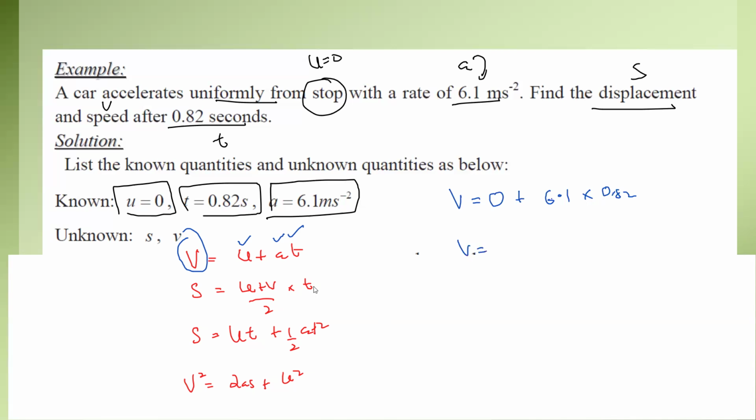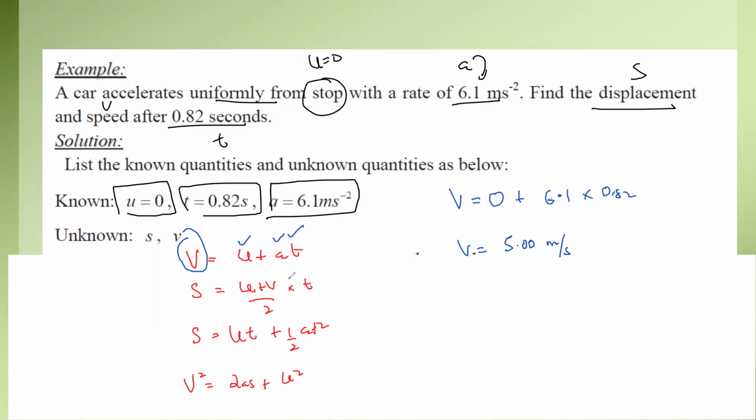What is the final speed of this object? 6.1 times 0.82. 6.1 multiplied by 0.82. 5.002. So we'll write the answer to 3 significant figures: 5 meters per second, or 5.00 meters per second.